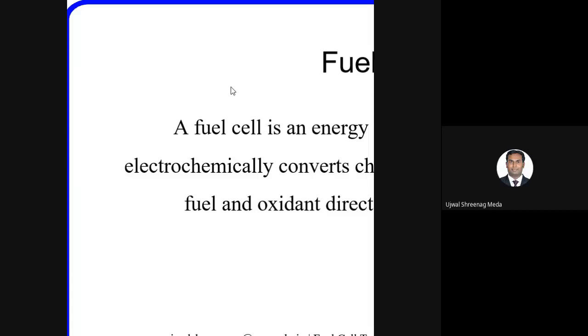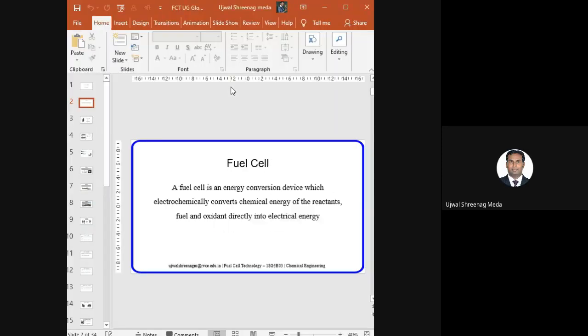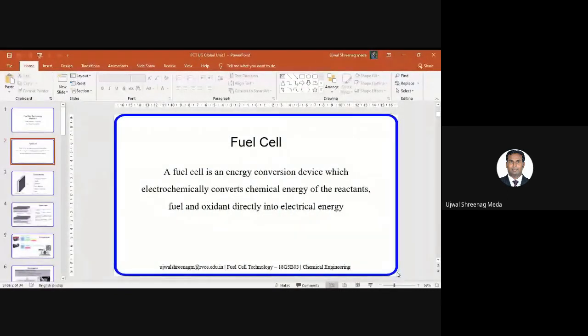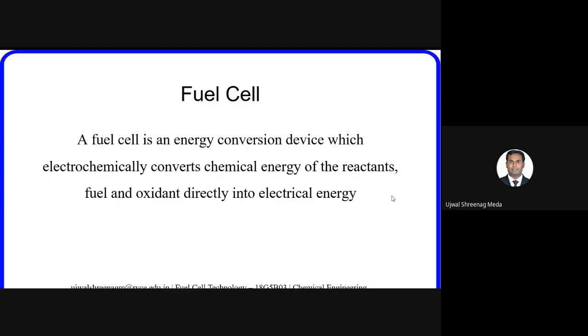Excuse me, sir, the PPT is not fully visible. We can only see half of the screen. Is it? Okay, just a minute. And now? Yes, sir, better. Okay, good.